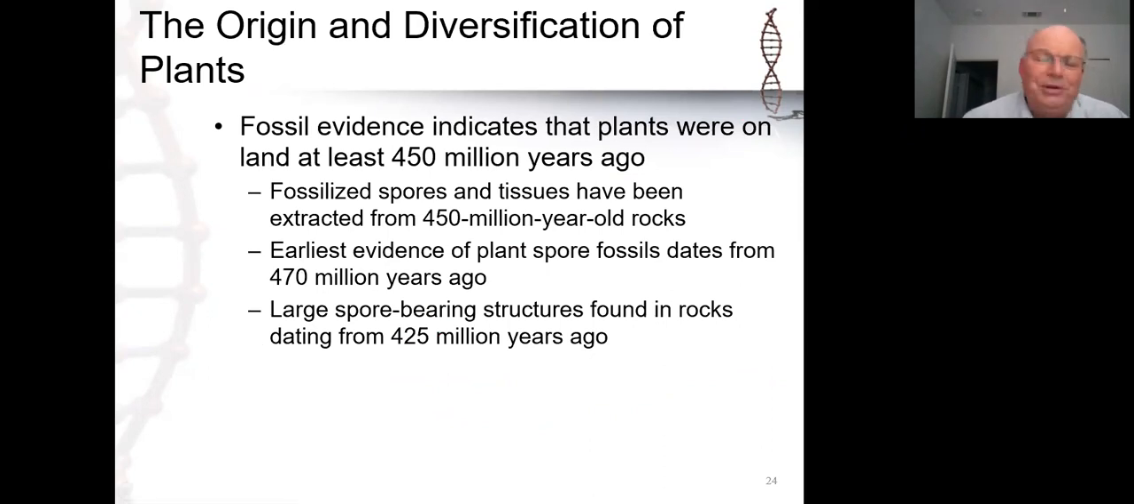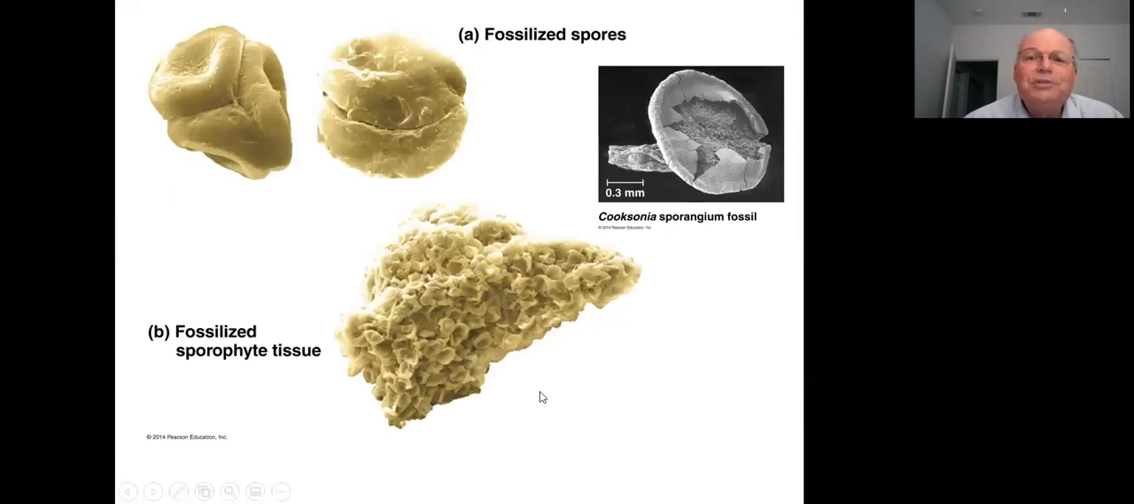So when do we see that first evidence of plants or plant tissue that we can identify specifically as plant tissue in the fossil record? Well, this is the very, very earliest plant tissue that we are confident is plant tissue, and it's sporophyte tissue.